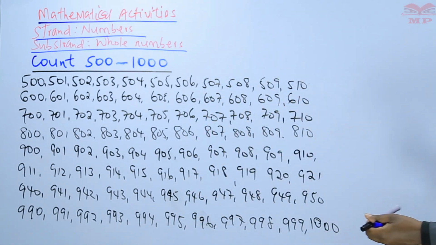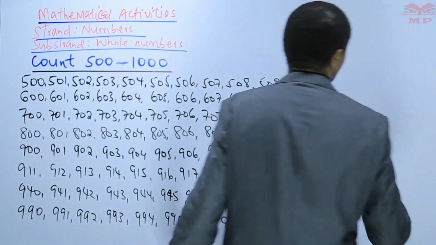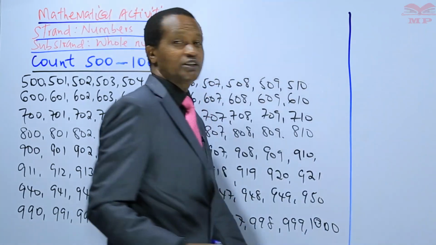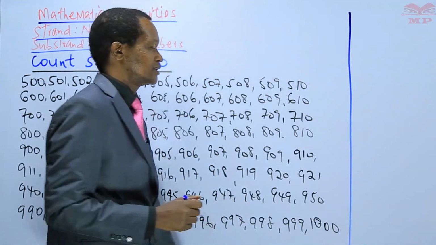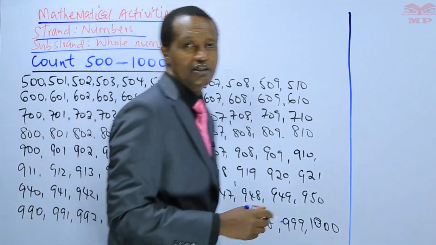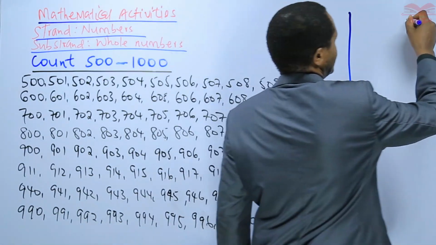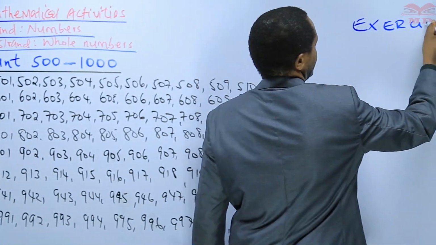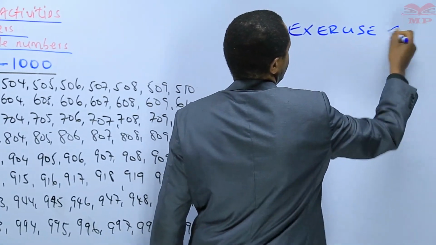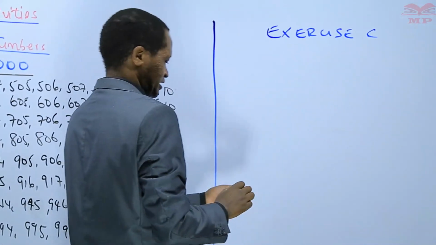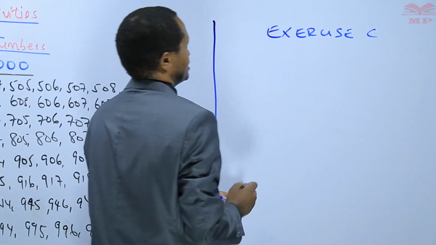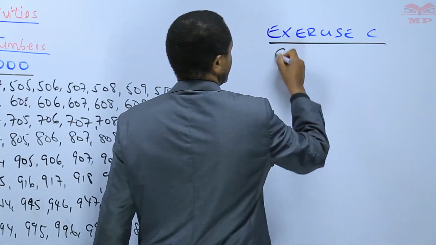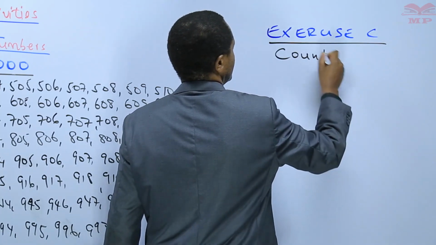Up to 1,000. We have done what? Counting. We have counted. So learners, I want us to do some exercise. This we are calling exercise, not 6 but C. Exercise C. Count.